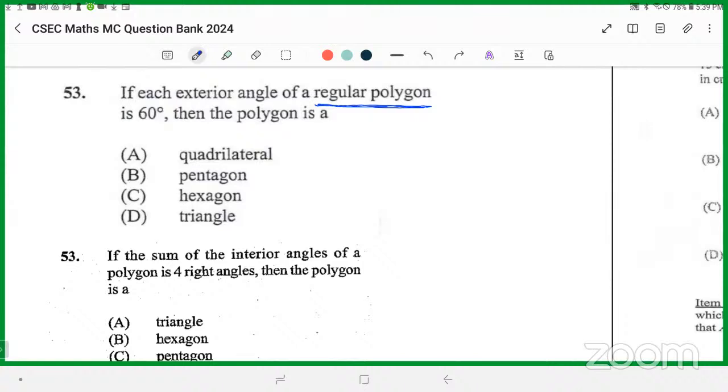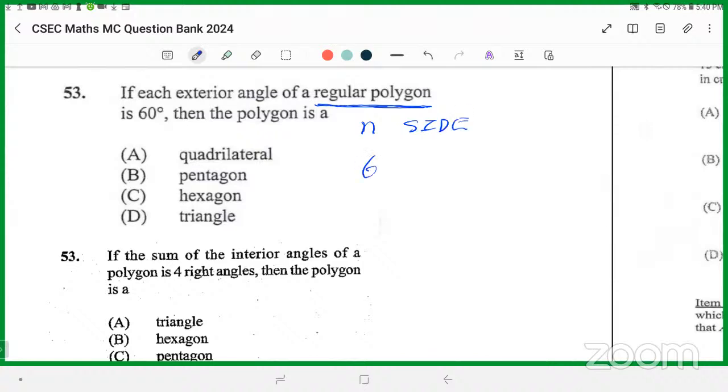Then what polygon do we have? We need to know the number of sides. So remember, if it has 6 angles, the same number of angles that it has is the same number of sides that it has. But what you know is that the total exterior angle must be 360. So since each of them is 60 degrees, let's say it has n sides. N sides it has. So we can know what n is.